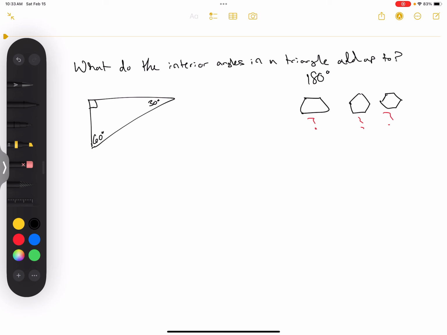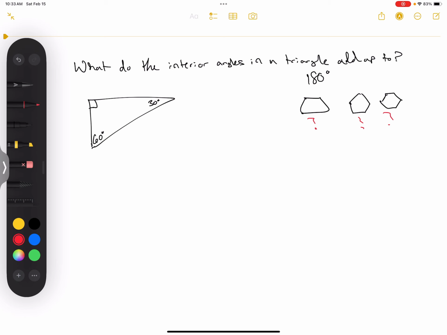So the first question we're going to be asking ourselves this unit is what do we know about the interior angles and the exterior angles of different polygons, okay? And we've talked about this a little bit in the past, particularly just with triangles. We've asked a question like this before. So what do the interior angles in a triangle add up to, okay? And we know it's 180.